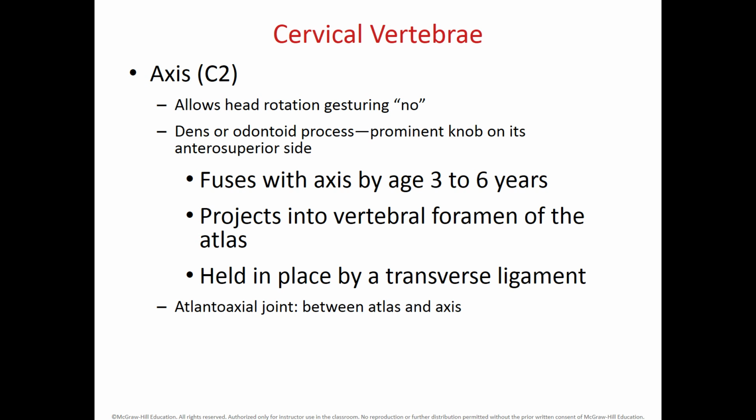The dens fuses with the axis by age 3 to 6, and it will project into the vertebral foramen of the atlas. It's held in place by the transverse ligament. Now, when the axis breaks during a whiplash accident, or when someone falls and hits his head, the dens can break and go into the spinal cord, and then the person can become paralyzed, just like what happened to Christopher Reeve, the actor.